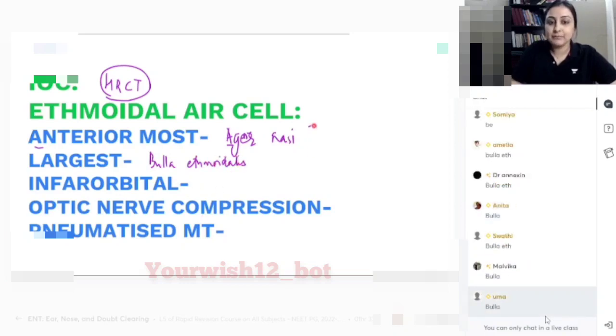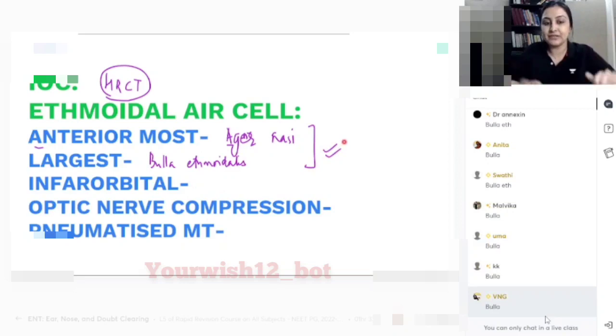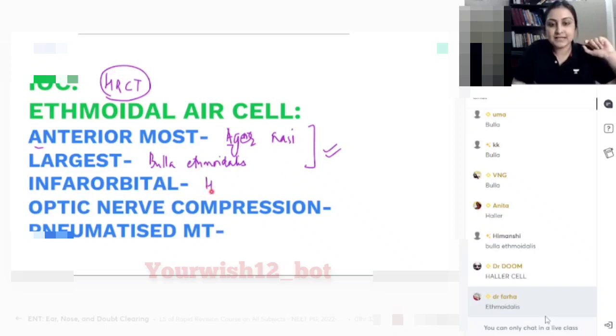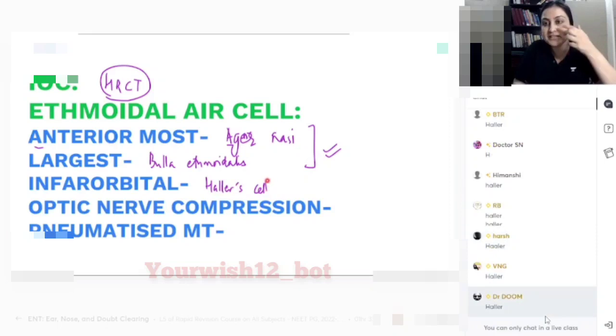सब में ही होगा. Remember, A and B are present in everyone. बाकी तीन are variants, not seen in everybody. A B सब में रहेगा. Infraorbital air cell is your Haller cell. This is an anatomical variant. If Haller cell is present, it can lead to obstruction of sinus.